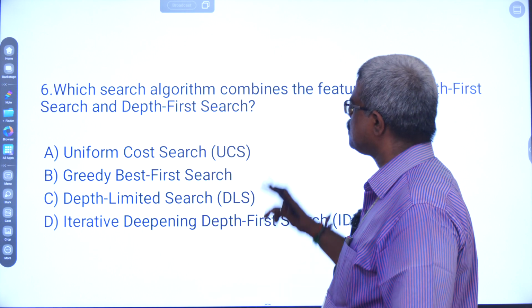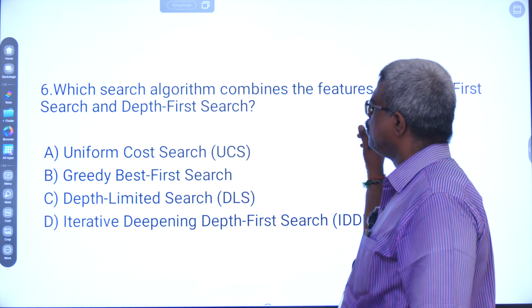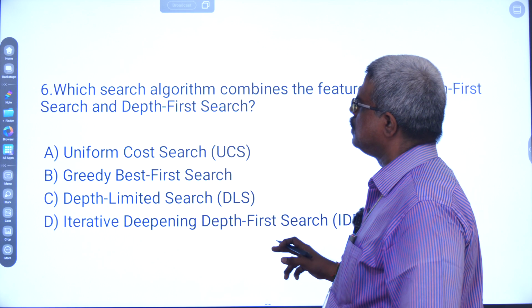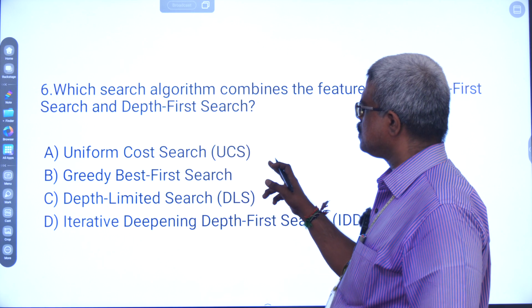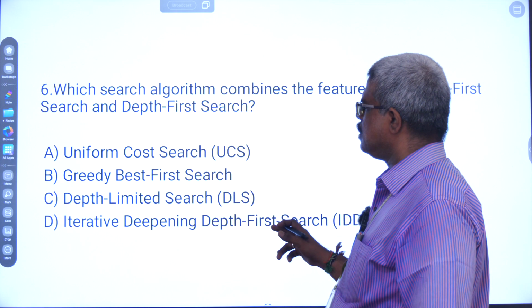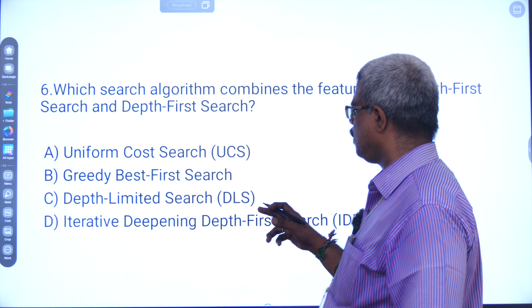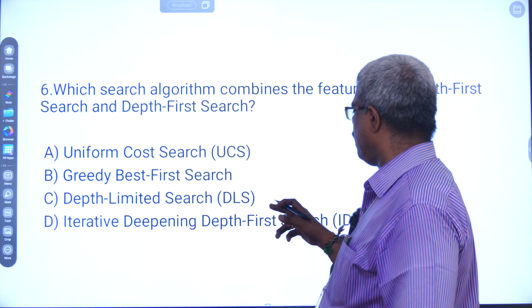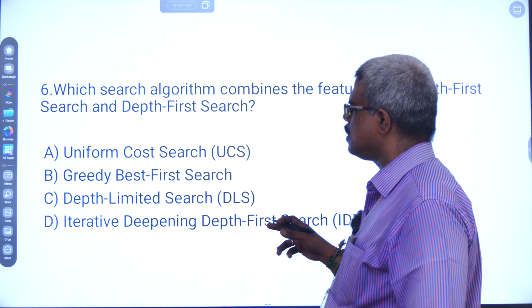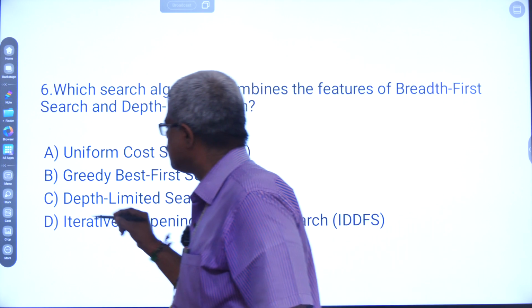Next, 6th question. Which search algorithm combines the features of breadth first search and depth first search? The options are A, uniform cost search; B, greedy best first search; C, depth limited search; and D, iterative deepening depth first search. For this, the option is greedy best first search.